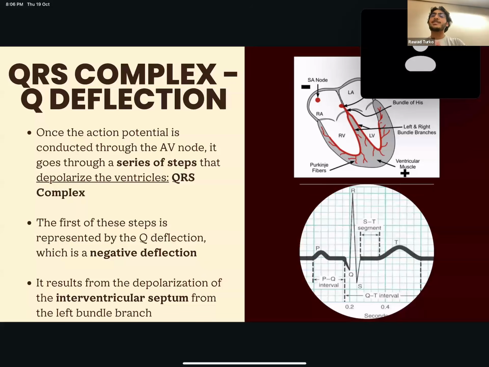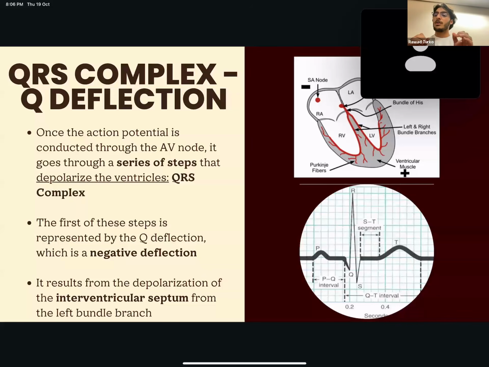Anyways, once the action potential is conducted through the AV node, it goes through a series of steps that depolarize the ventricles. Now, the ventricles are big. The ventricles are really, really big. They're the big part of the heart. It's going to take a few steps to depolarize it. It's not like with the atria where you go, I want to send an action potential this way, and boom, the atria both are depolarized. No, you have to put in a little bit of effort when it comes to the ventricles. So there's a series of steps. The first one's called the Q deflection.